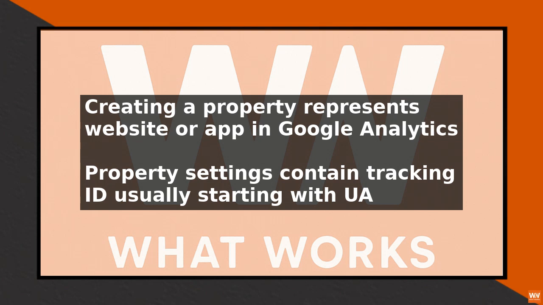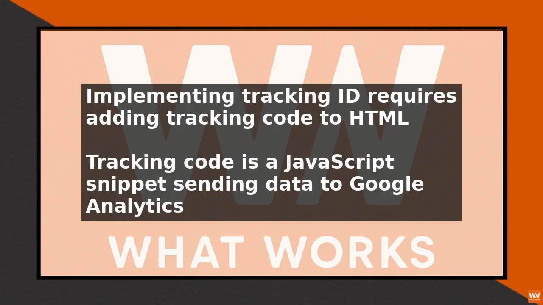It usually starts with the letters UA and is followed by a series of numbers. This tracking ID is used to identify your website and collect data, so it's essential to keep it confidential and secure. To implement the tracking ID on your website, you'll need to add the Google Analytics tracking code to your website's HTML. The tracking code is a JavaScript code snippet that sends data to Google Analytics, and it's usually placed in the header or footer of your website.